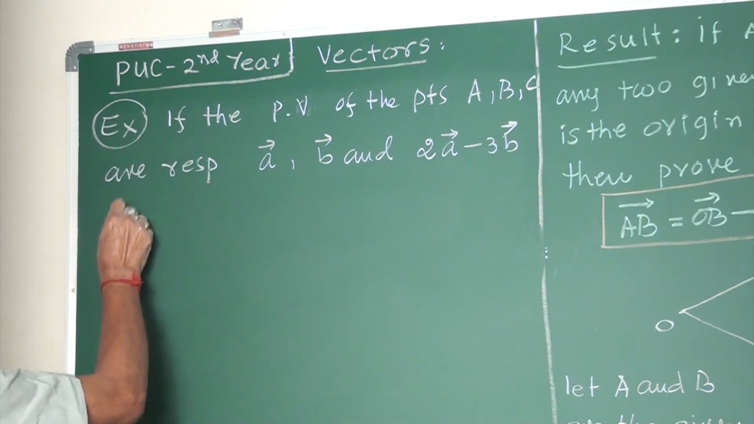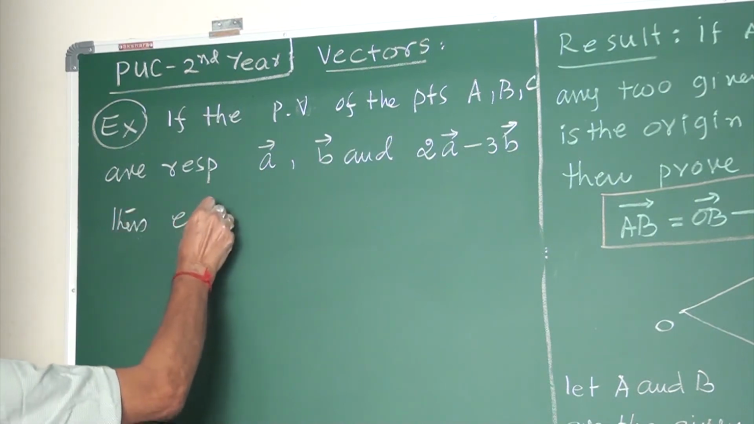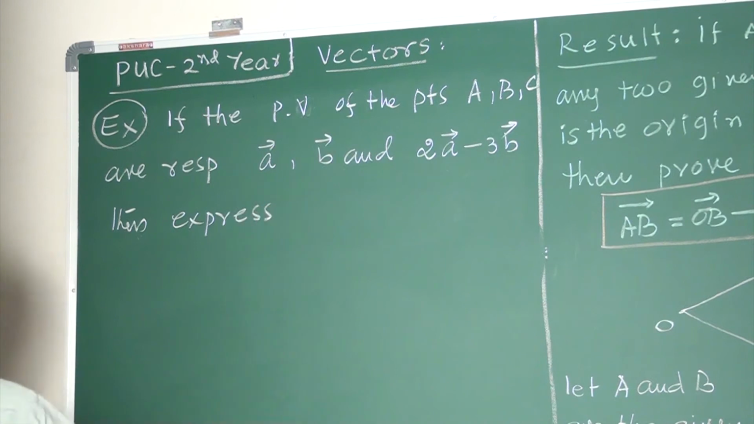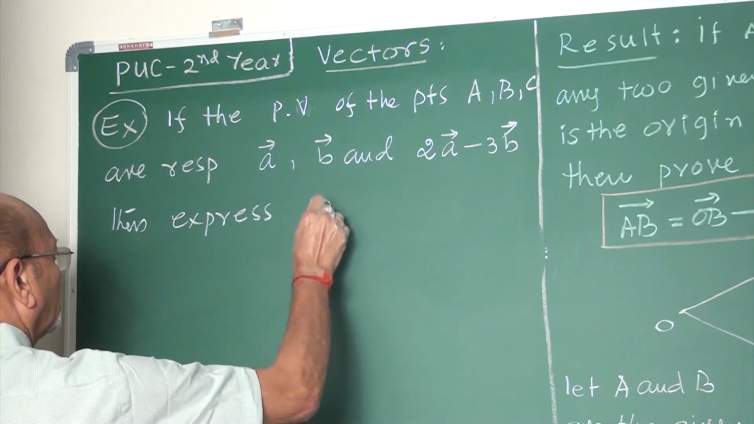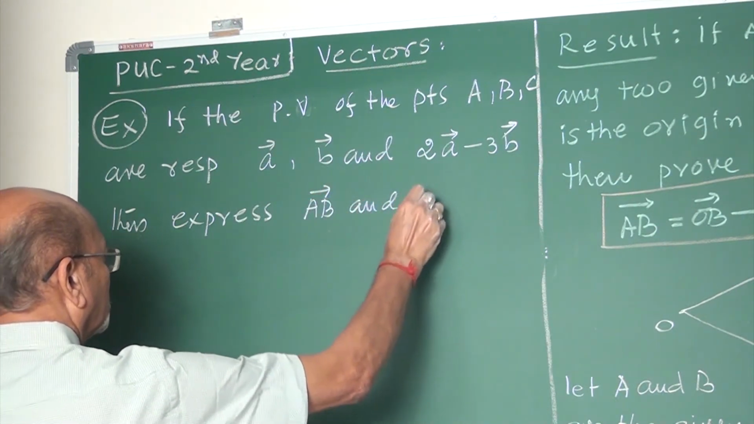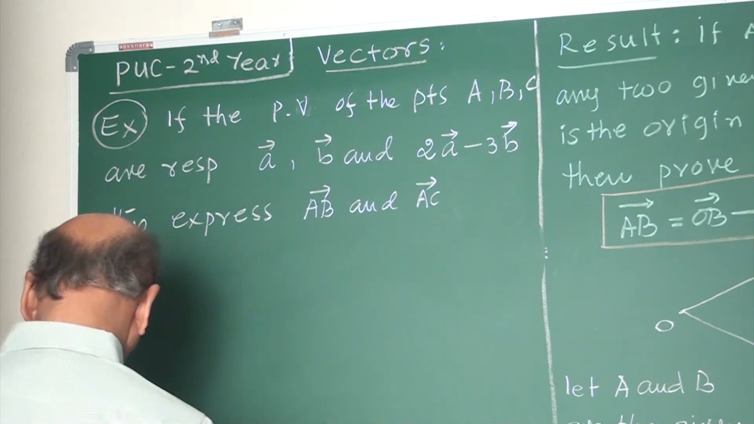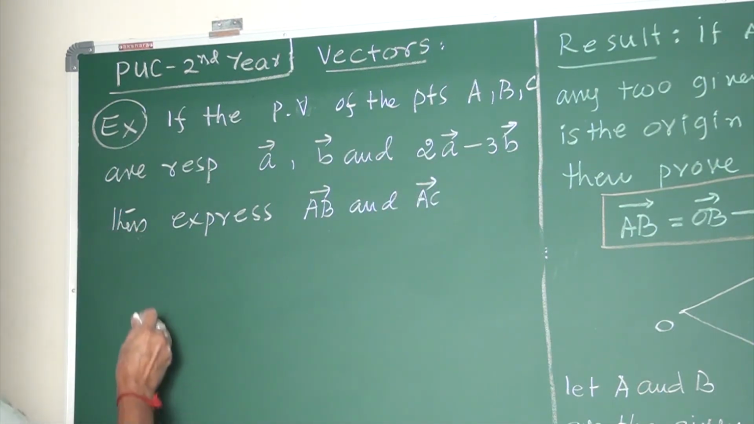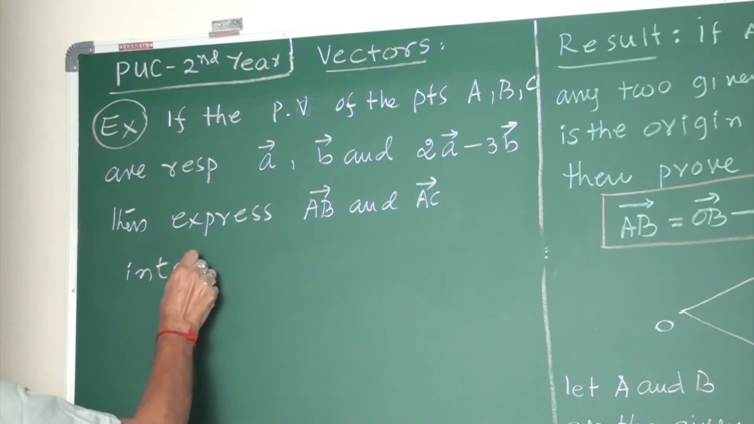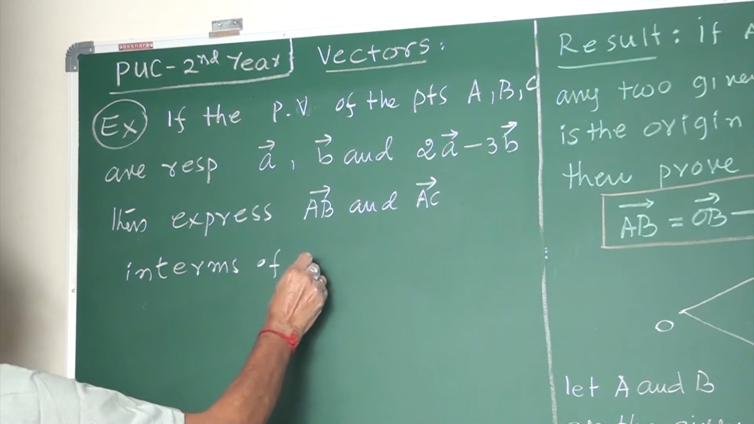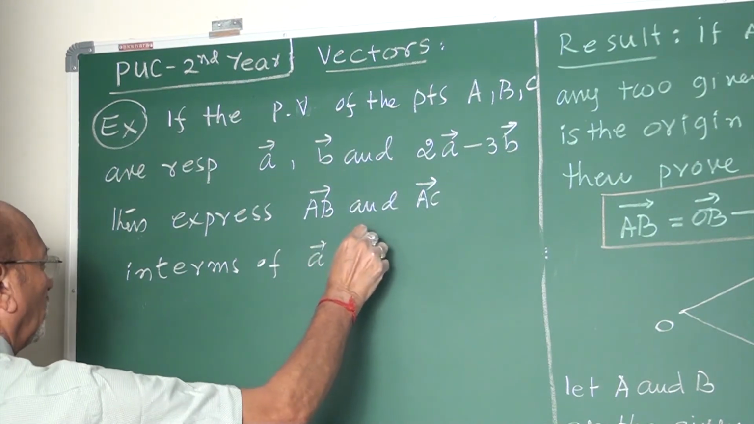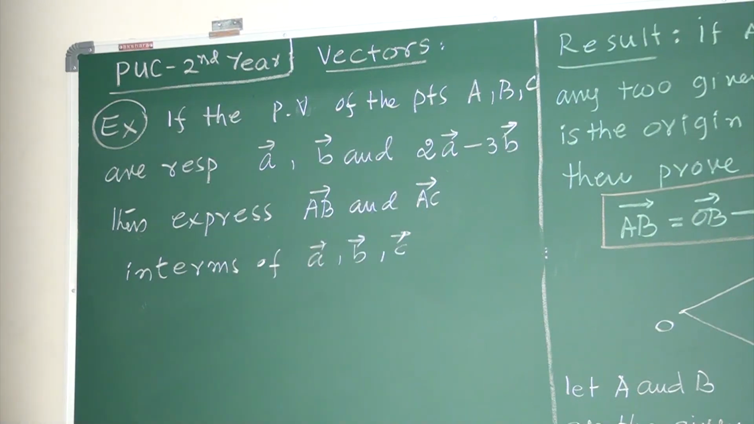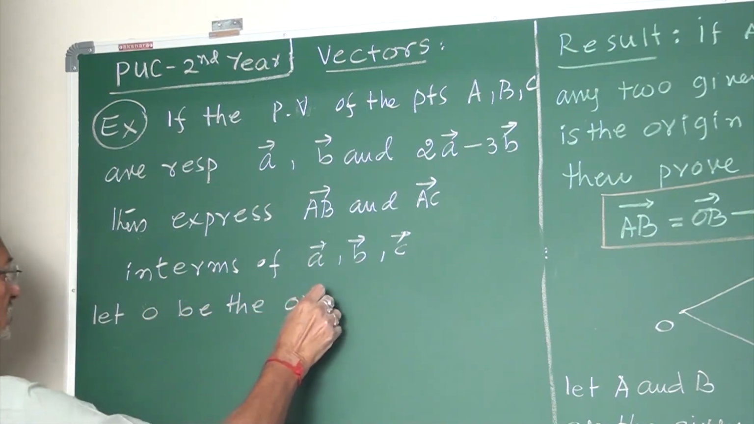Then express vector AB and AC in terms of vectors A, B, C. You have to find their values in terms of these. Let O be the origin of reference.